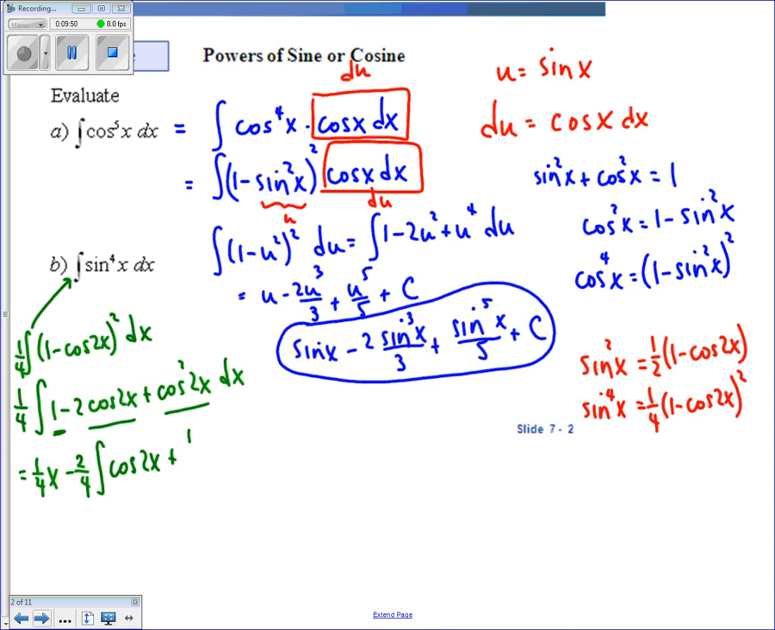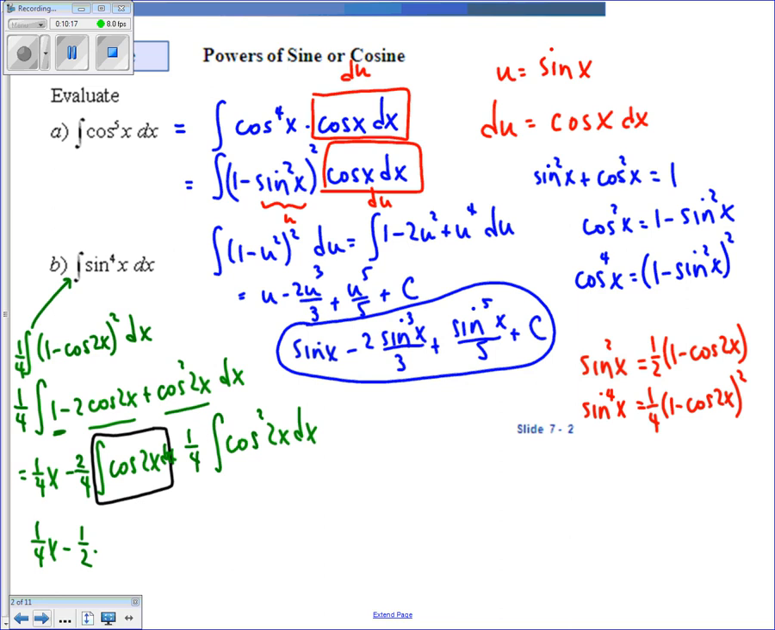And then plus 1/4 times the integral of cosine squared of 2x. So I just broke it into multiple integrals, so I can do each term separately. Okay, so now cosine of 2x, this one actually requires a u substitution. The u would be the 2x, no dx there. So I'll have 1/4 x minus 1/2.